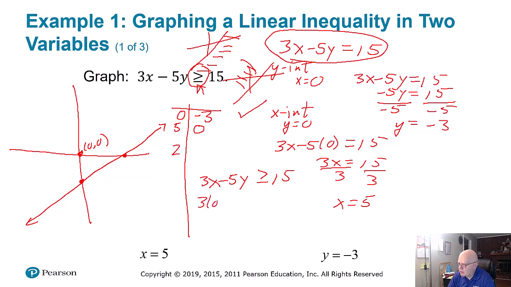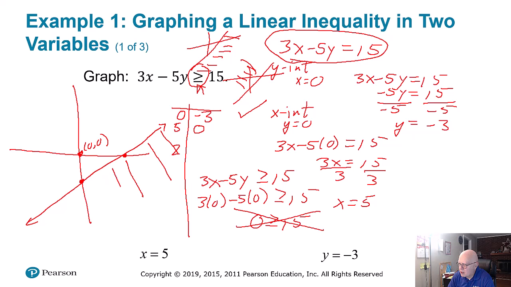So 3 times 0, minus 5 times 0 greater than or equal to 15. 0 greater than or equal to 15. No, I picked the wrong side, so I'll shade in the other side. And that is the graph. And notice it not only includes this half of the plane, but it also includes everything that's on the line as well, because I had greater than or equal to 15. And there you go. That's how you work it.